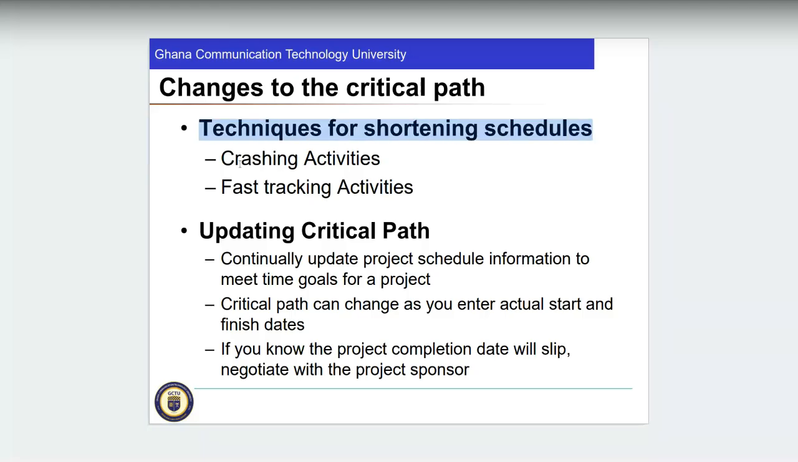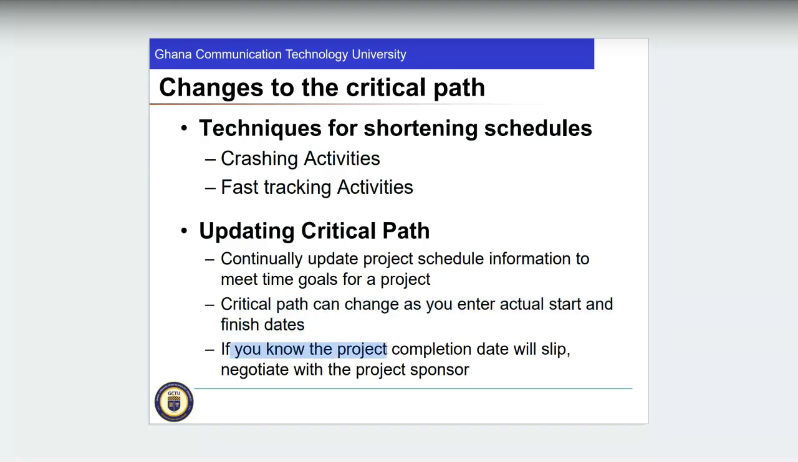Crashing activities. You can crash activities with higher float, you just crash them off. You can fast track activities. Just know that fast tracking activities also has a disadvantage. You rush and rush and rush, and then maybe you miss a detail. And then updating the critical path. Continually update project schedule information to meet time goals for a project. The critical path can change as you enter actual start and finish dates.